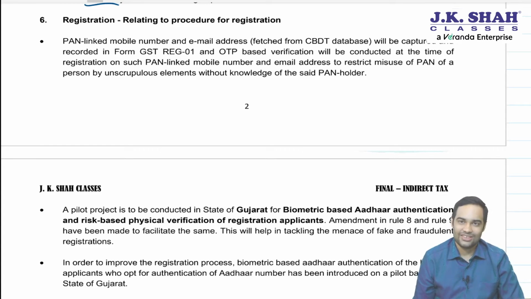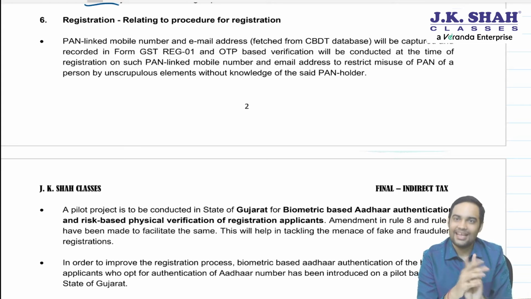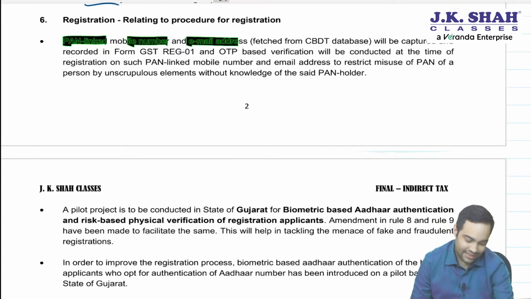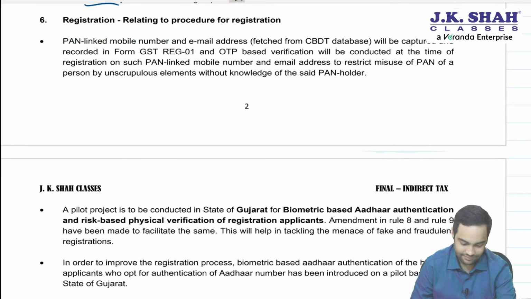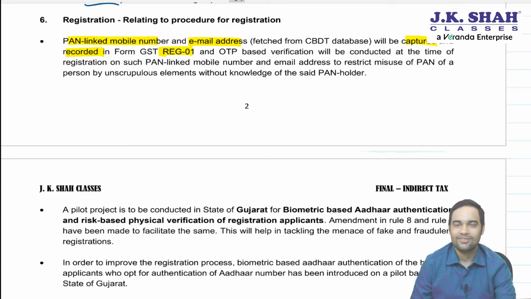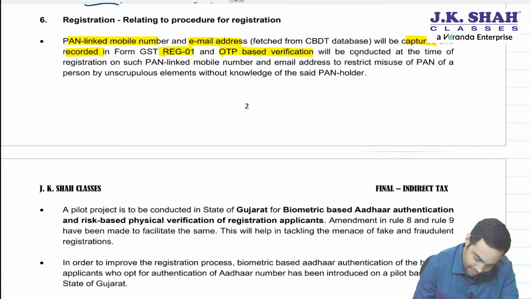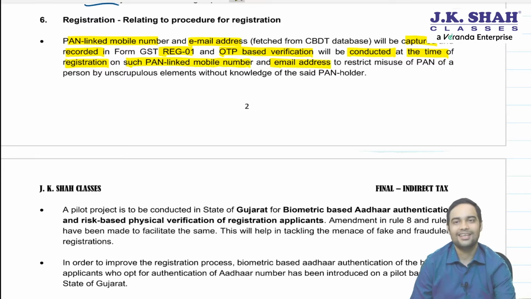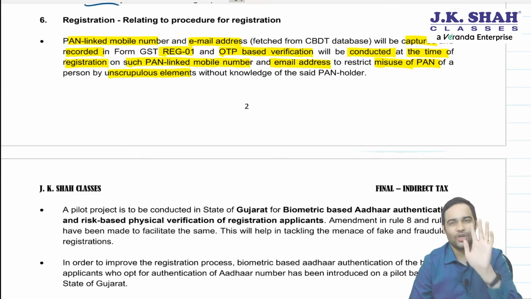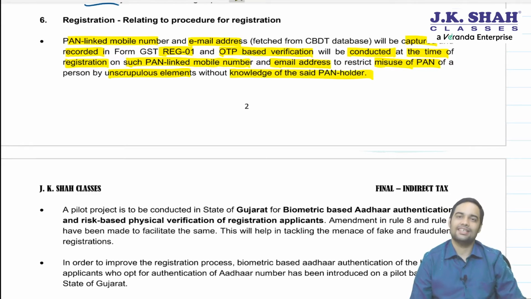Let's have a look at the provision. Two basic changes: one, PAN, and second, biometric based Aadhaar authentication. PAN linked mobile number and email address will be captured and recorded in REG-01, which is the registration application, and OTP based verification will be conducted at the time of registration on such PAN linked mobile and email address, to restrict misuse of PAN by unscrupulous, fraudulent elements without the knowledge of the said PAN holder.